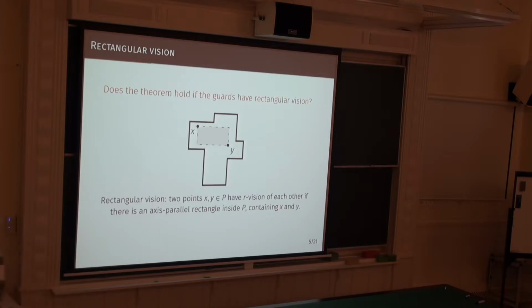So a natural question would be, since we're working with orthogonal polygons, whether the theorem that n over 4 guards are sufficient to cover the gallery would still hold if the vision of the guards were restricted. And the restricted vision that we want to use is the so-called rectangular vision. Two points, x and y, in the gallery have rectangular vision of each other if the axis parallel rectangle that they induce is completely contained inside P, the gallery, and it also contains x and y.